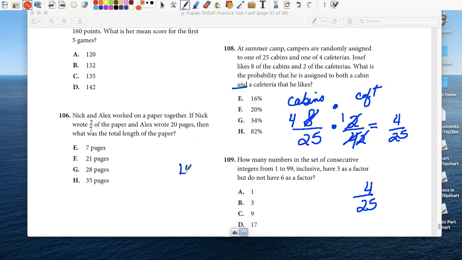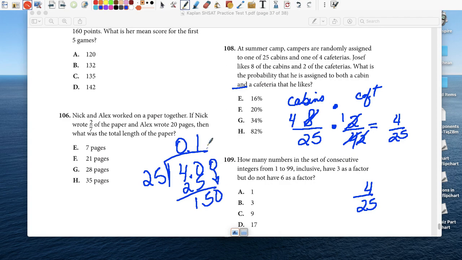Two choices. You can take 4 and divide by 25, right? Put a 0 on top of the 4 because 25 does not go into 4. Add a decimal, add a 0, 25 goes into 40 one time. We're going to subtract. 40 minus 25 is 15. We bring another 0 down, and 25 goes into 150 six times. So 0.16 is the answer, or as a percent, 16%.